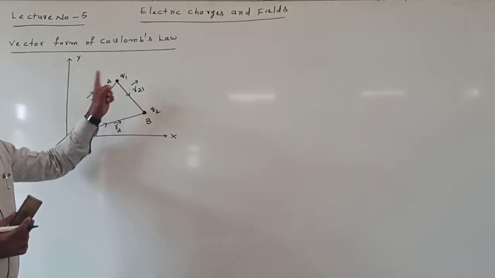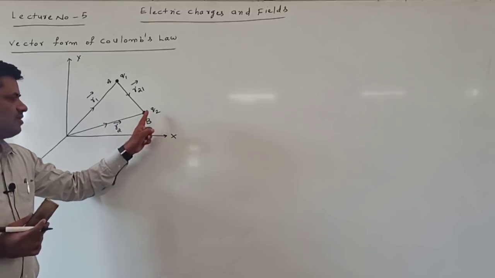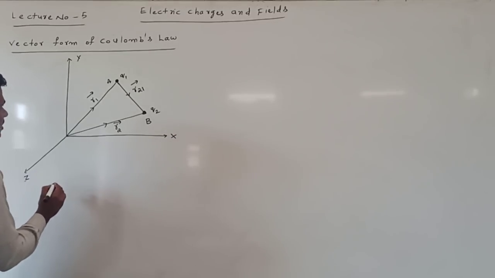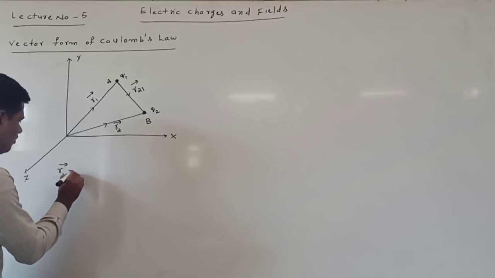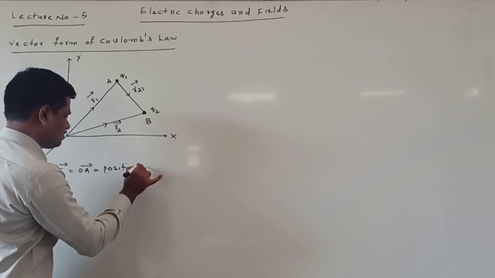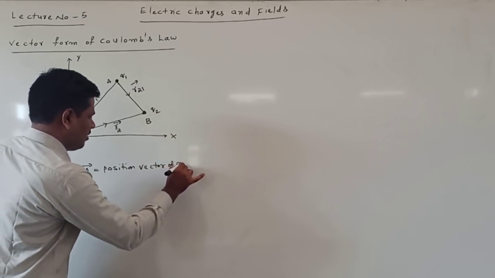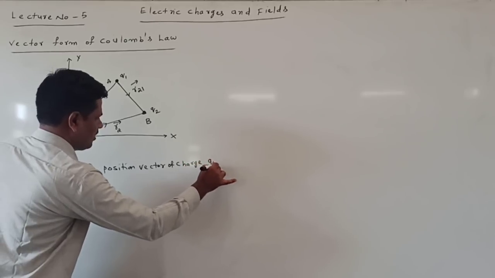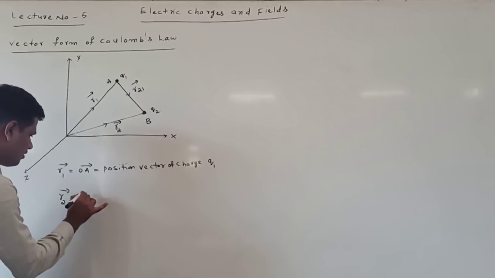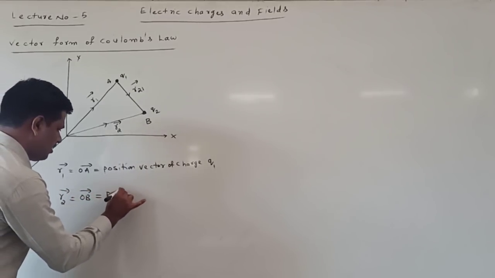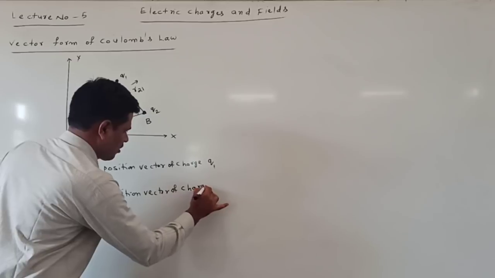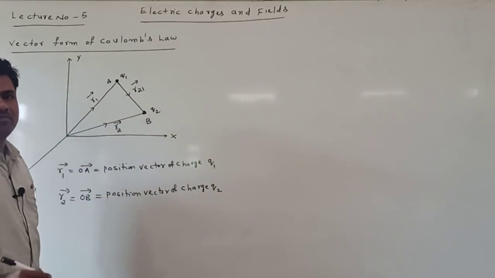Here the position vector of the charge q1 is r1 bar, and r2 bar is the position vector of the charge q2. Now I write these points. First, r1 bar is equal to OA bar, which is the position vector of charge q1. Here r2 bar is equal to OB bar, which is the position vector of charge q2. These are the position vectors.